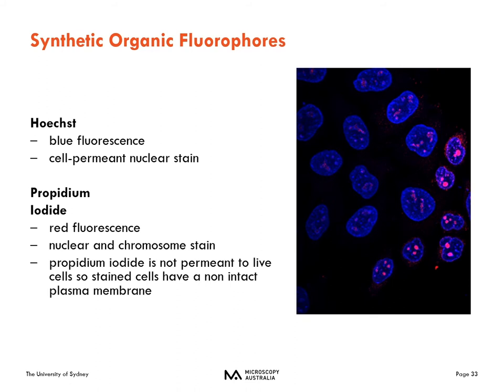Here, Hoechst and propidium iodide are usually used in live-dead assays on mammalian cell culture. Hoechst is a membrane permeable nucleotide. It labels live and dead cells with blue fluorescence. While propidium iodide is non-membrane permeable, and it only stains cells with compromised plasma membrane.